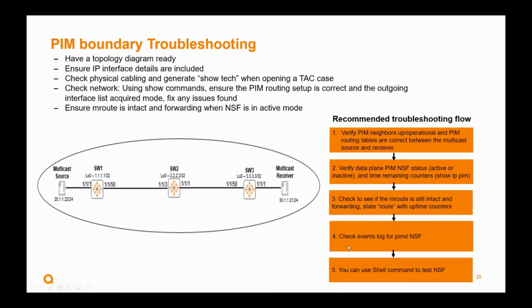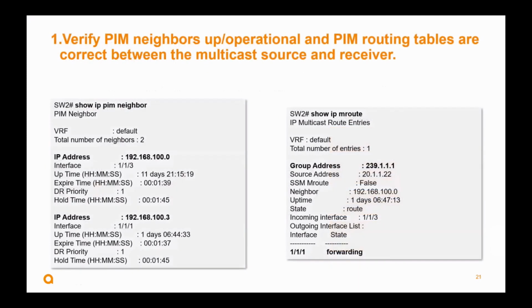And check the event logs for your PIM daemon nonstop forwarding. We'll take a look at that. And even in such an environment, if you wanted to test things out, you can go in a shell command and basically trigger this nonstop forwarding, and restart the PIM module, and yet your multicast stream will be uninterrupted. And we're going to see that as Daryl demonstrates that for us.